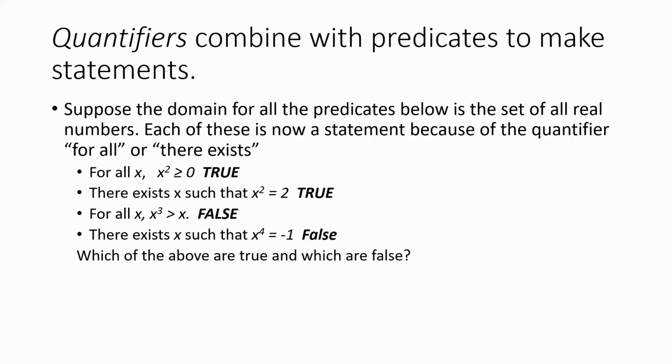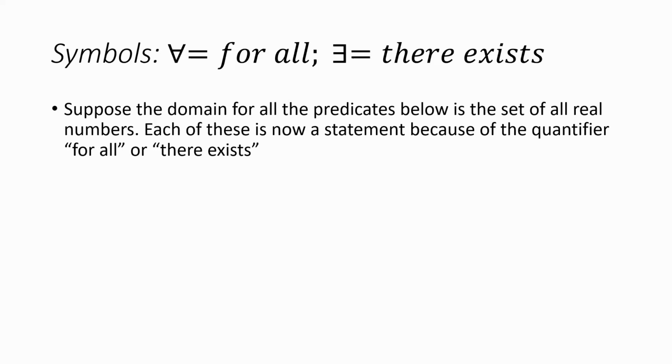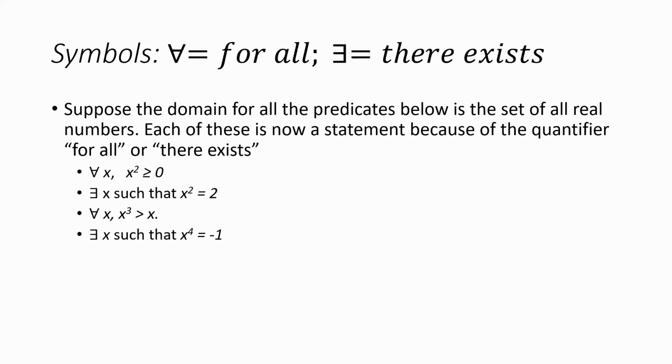Okay. The symbols that we use, because mathematicians are lazy and don't like to write out words: the upside down A means for all, and the backwards E means there exists. So the four statements we just looked at would now look like this in symbol form.